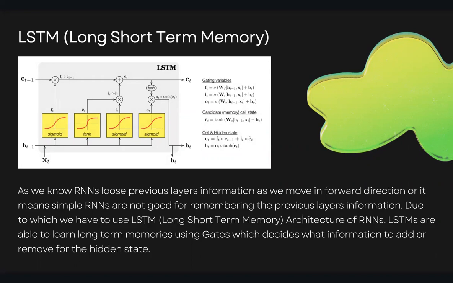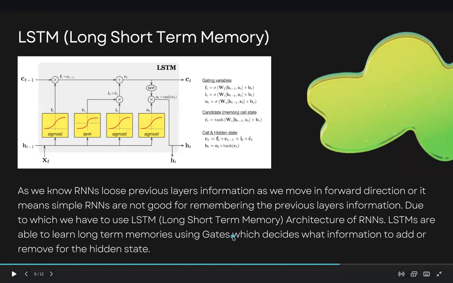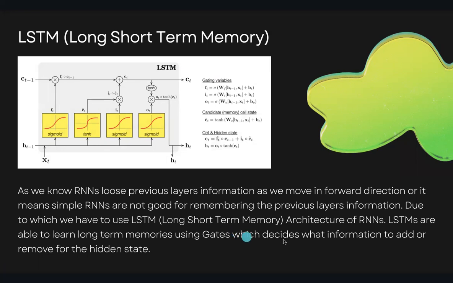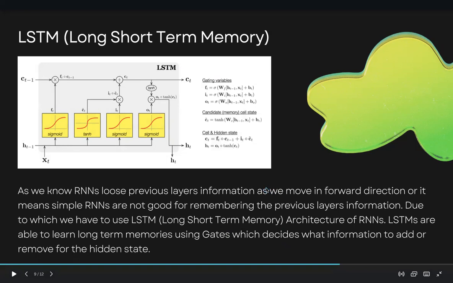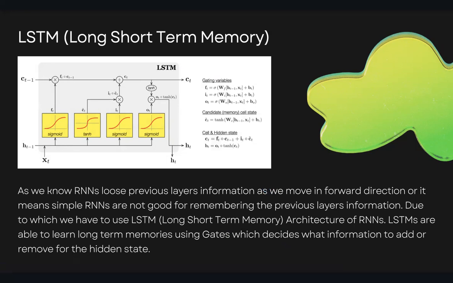Now the point is, why LSTM? Because our data is a time series data set. We could use RNNs also, but RNNs lose previous layer information. If the layers in the sequence are large enough, then information which was not the latest will be forgotten in the next layers. That's why simple RNNs are not good for remembering previous layers' information, due to which we have to use LSTM. We have used the bidirectional LSTM here. Bidirectional means both the forward layer and backward layer will be fed into the activation function.